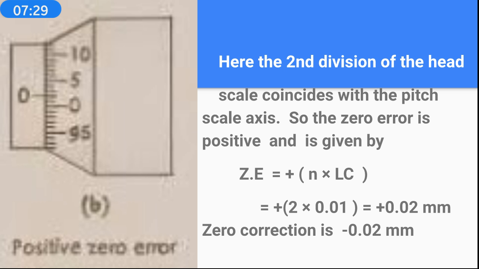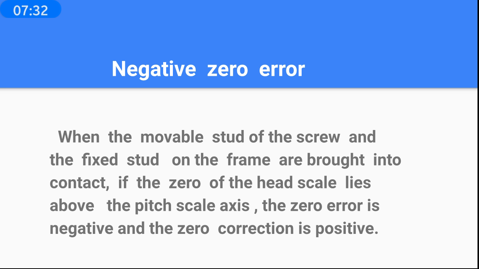Did you understand? Okay. Now negative zero error. When the movable stud and the fixed stud are brought into contact, when they touch each other, if the zero of the head scale lies above the pitch scale axis, the zero error is negative and the zero correction will be positive, just opposite.